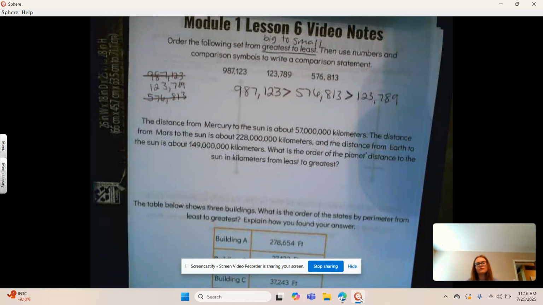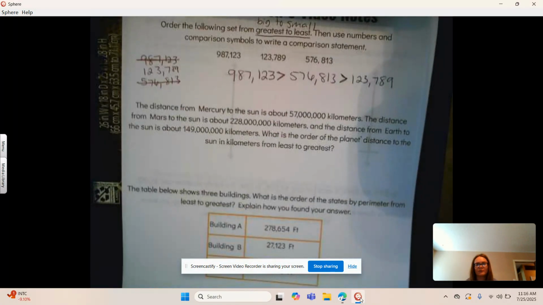And that is how you do a comparison statement. We have 987,123 is greater than 576,813 is greater than 123,789. Let's move on to our word problem.